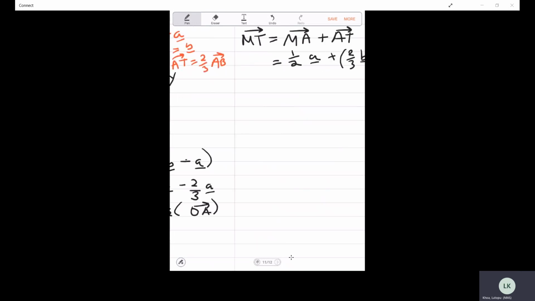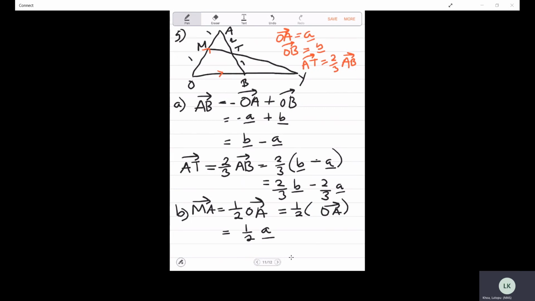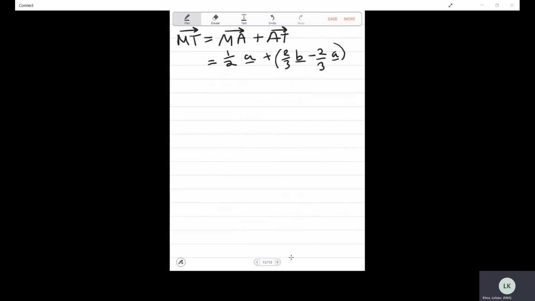Let me just check if that's right. Yes. All right, then you combine everything. We have a half A minus 2/3 A, so that's negative 1 over 6A, and then we have 2 over 3B.